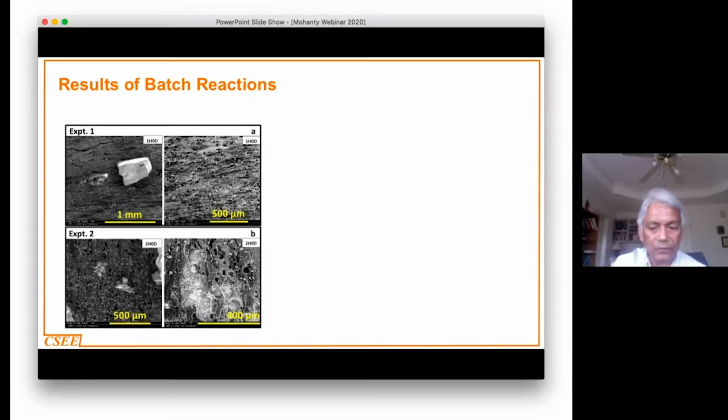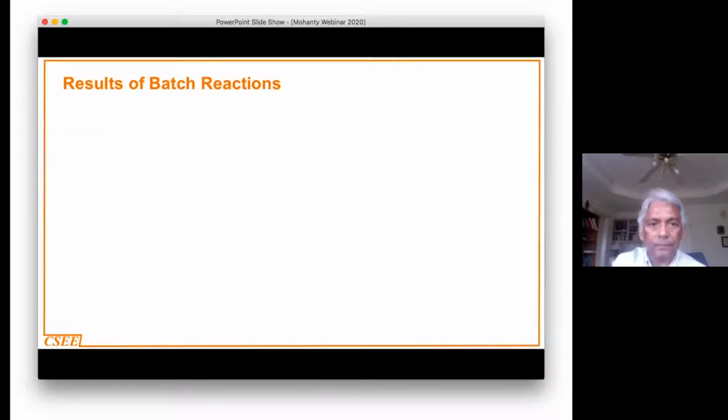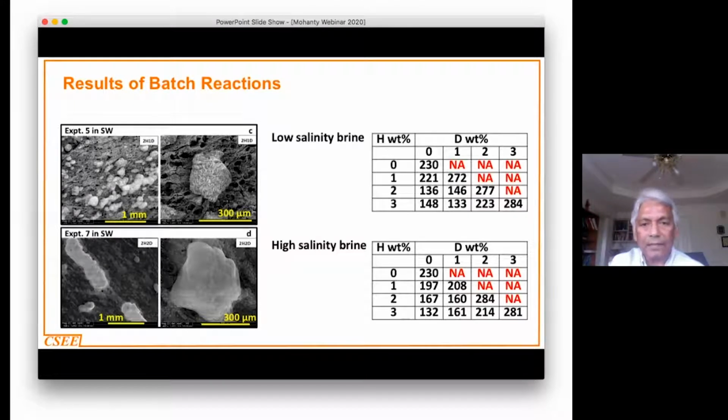This is experiment 2. Similarly, experiment 4, lots of crystals. Experiment 5. This was done in the low salinity water. This is done in high salinity water. Experiment 5, experiment 7. And here are some results.